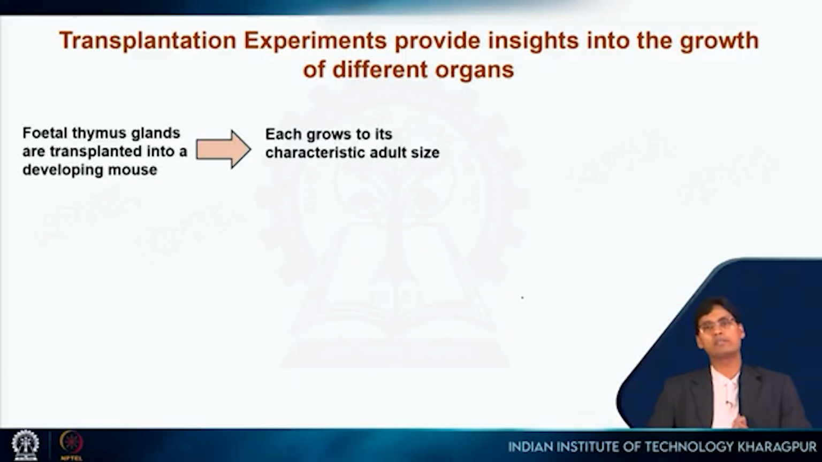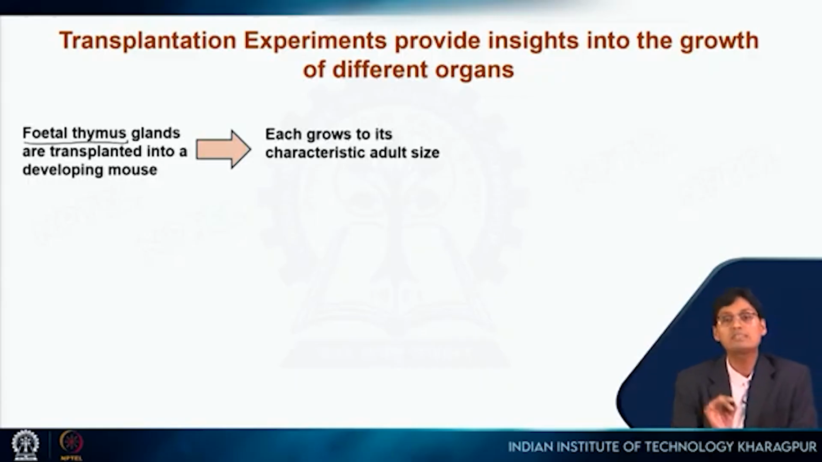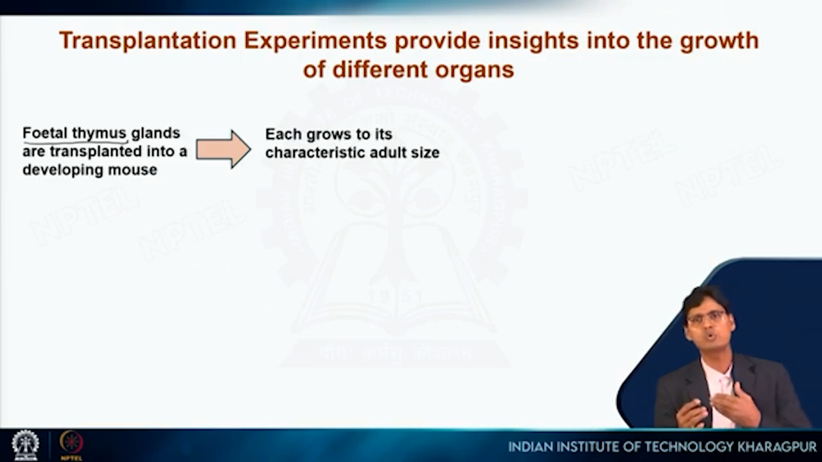So here I am going to explain one of those experiments. The transplantation experiments provide insights into the growth of different organs. You can see here the fetal thymus. The thymus gland is part of our immune system. This is a primary lymphoid organ present in the upper part of our chest, just behind our sternum, the main bone here, and close to the heart. It's called the thymus.